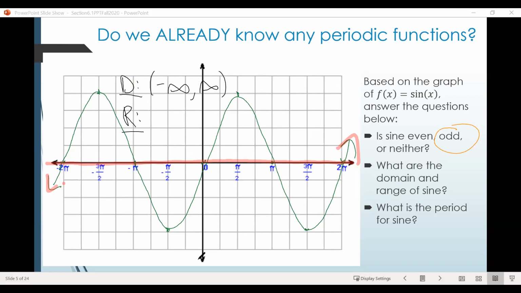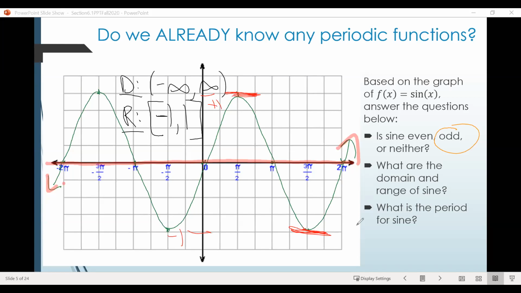And then the range, recall, is all the output values. Well, notice again, if the function is repeating this pattern, the highest value it ever gets to is up here, and the lowest value it ever gets to is down here. And that lowest one being -1, that highest one being +1. So we see that the range is going between -1 and +1, and it is actually passing through those values, so we'll put brackets around them.